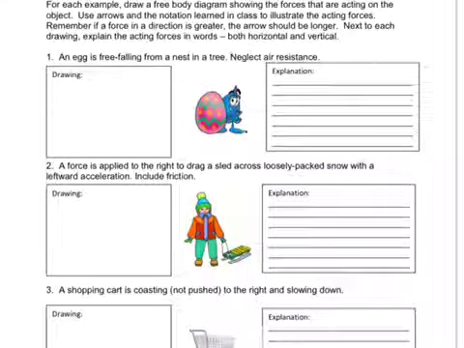So here's how to do some of these extra practice problems. If they involve any types of numbers, I'm going to skip some of them, so we will get back to those ones once we start talking about quantitative force diagrams. So for number one, an egg is free falling from a nest in a tree. We're always going to neglect air resistance unless it specifies us to include it.